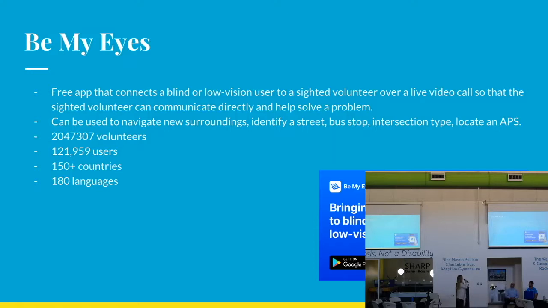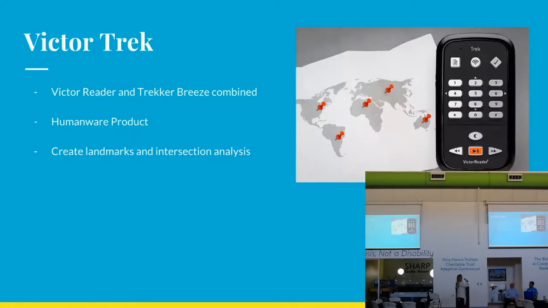And there are, I think, 2,047,307 volunteers. I almost forgot how to read math for a second. There's 121,959 users, and it's available in 150 countries and in 180 languages. Are there any questions about the Be My Eyes app?